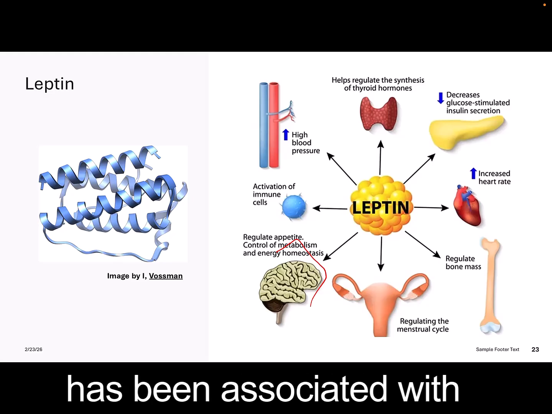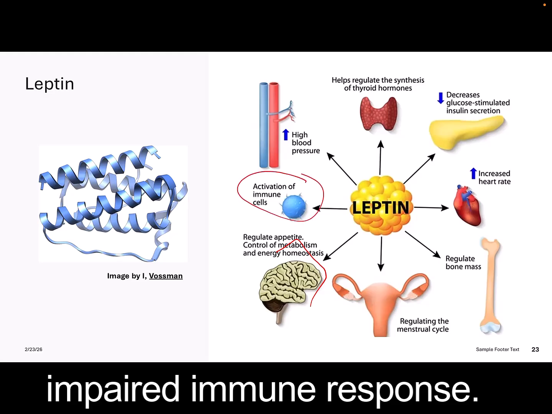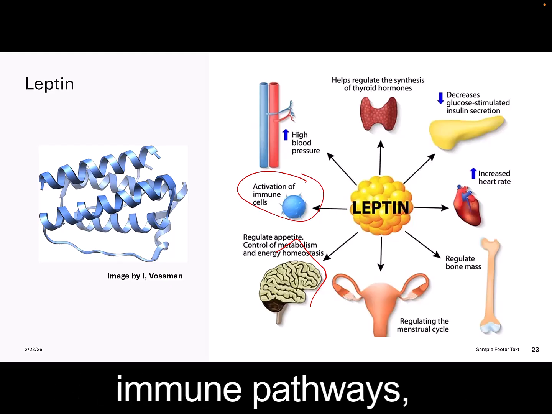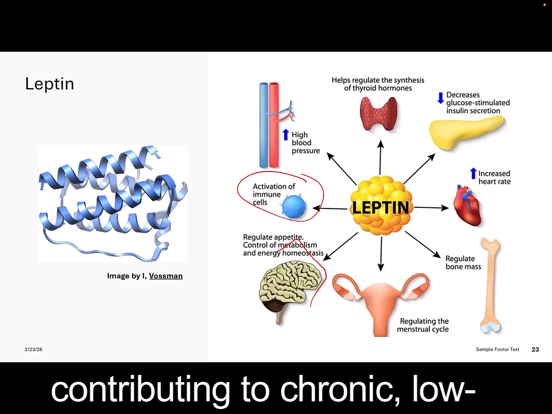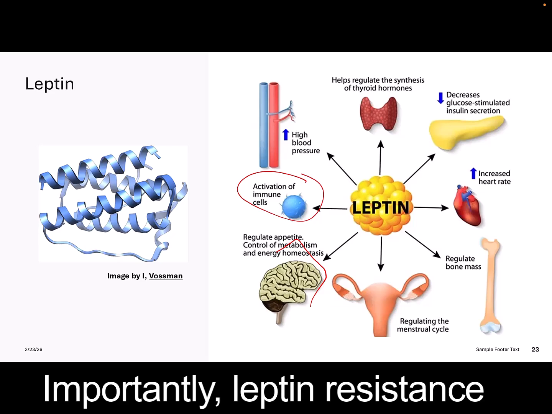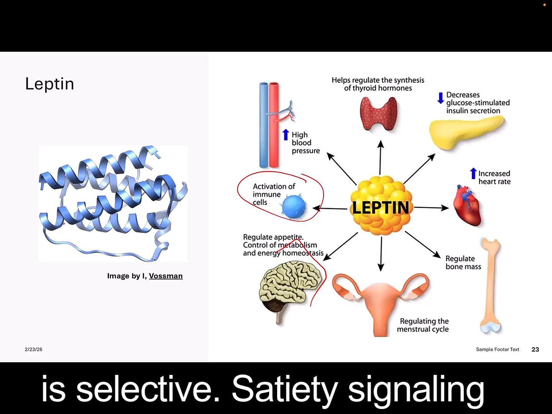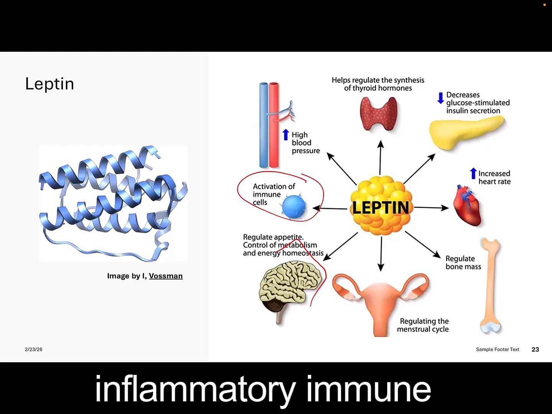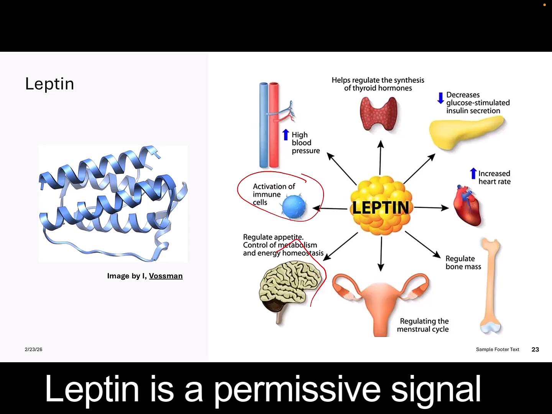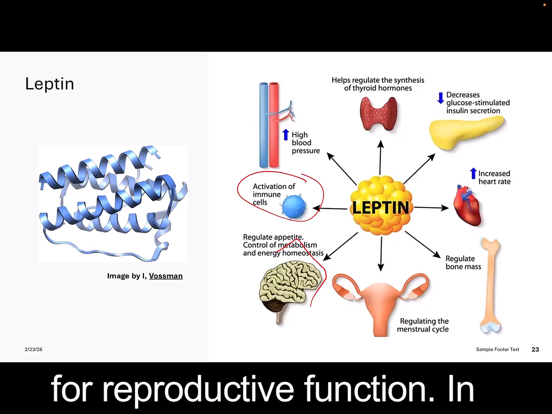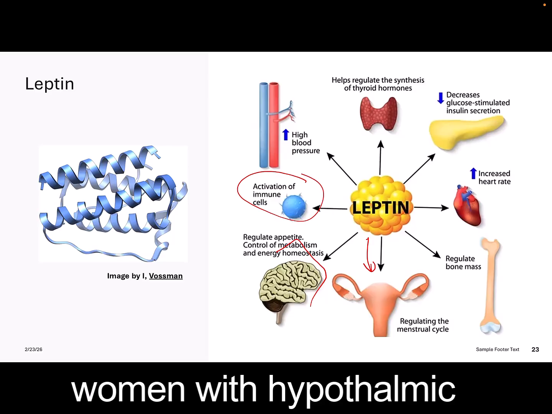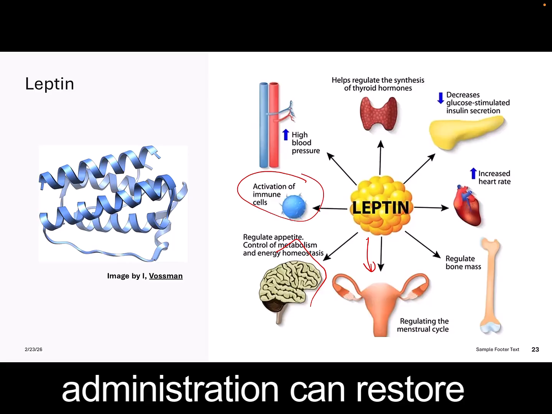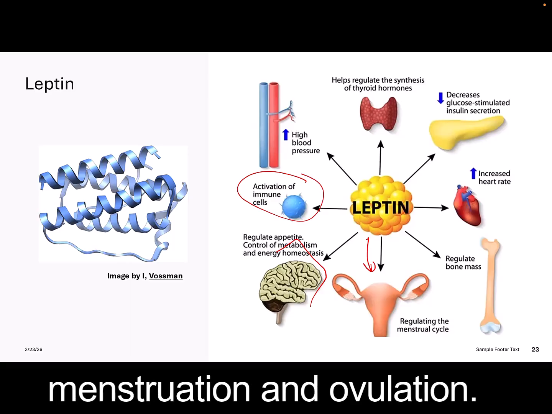Hypoleptinemia has been associated with impaired immune response. Conversely, in obesity, elevated leptin levels stimulate pro-inflammatory immune pathways, contributing to chronic low-grade inflammation. Importantly, leptin resistance is selective. Satiety signaling may be impaired, while pro-inflammatory immune signaling remains active. Leptin is a permissive signal for reproductive functions. In women with hypothalamic amenorrhea due to low energy availability, leptin administration can restore menstruation and ovulation.